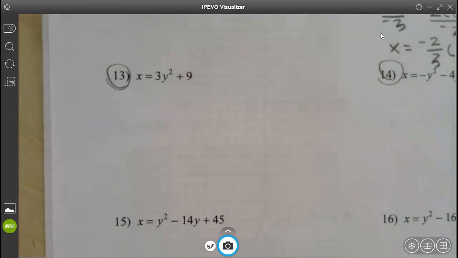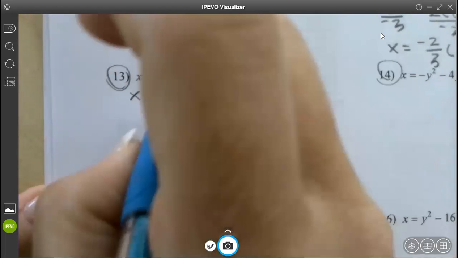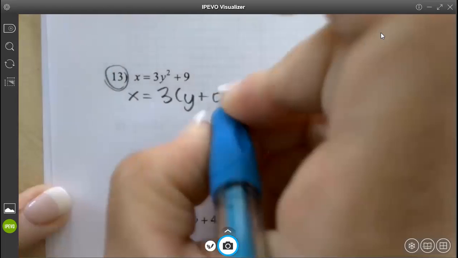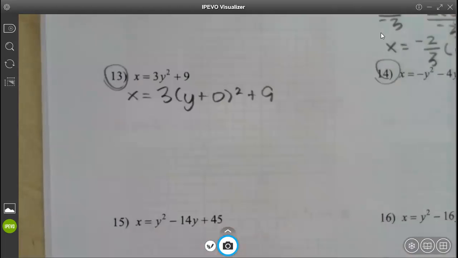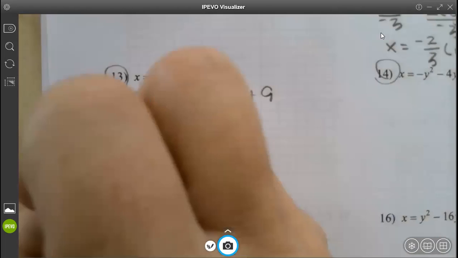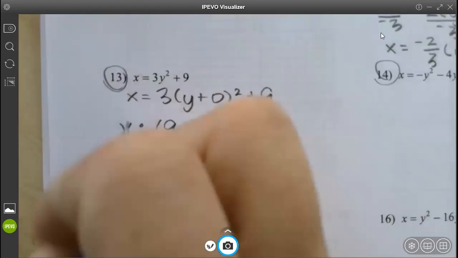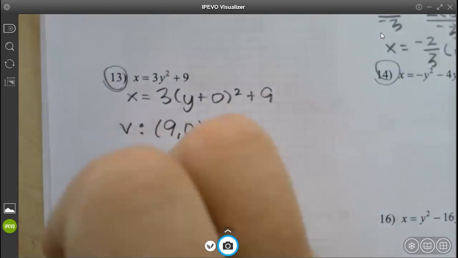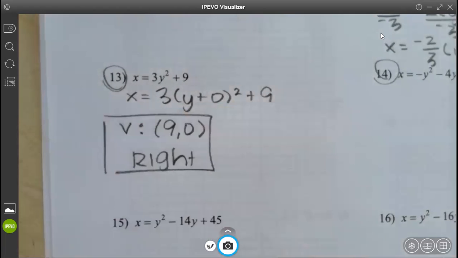All right. So remember when we rewrite this, we don't have to do any work with it. This would be the same thing as (y plus 0) squared plus 9. We do not have to do any work if we don't have that middle term. So then what is our vertex? 9, 0. What's the direction of our opening? Right. Always make it that quick. Don't try to do more work than you have to.